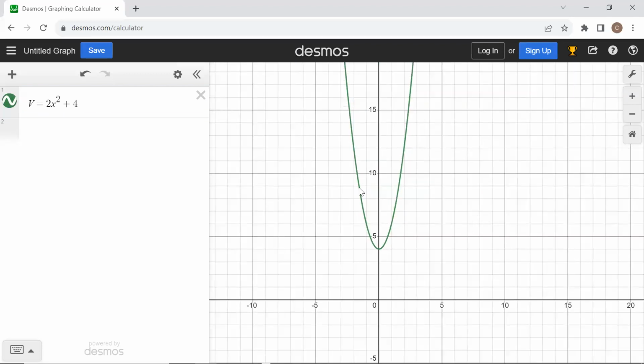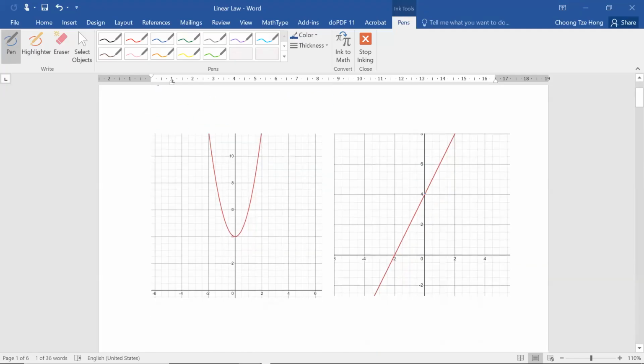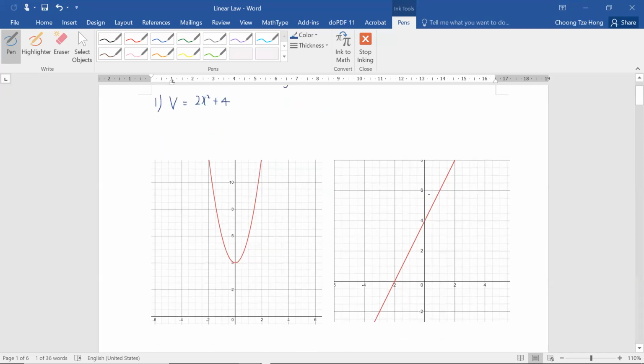Earlier on, I've already used Desmos to draw this out and copied and pasted it over. So I'll go over here. How did we arrive at this particular graph? v equals 2x squared plus 4. That is if we were to plot v against x, then we will end up with this graph.